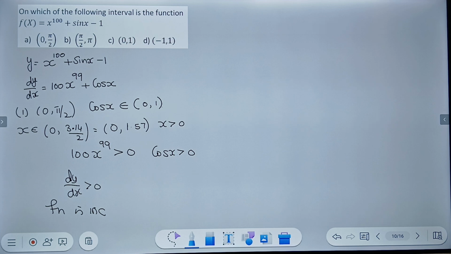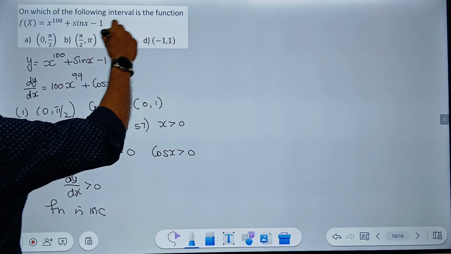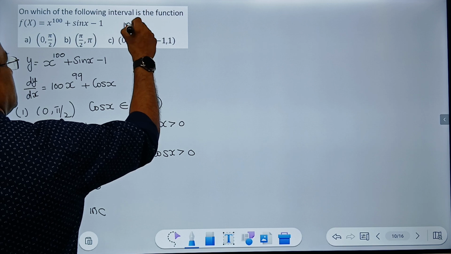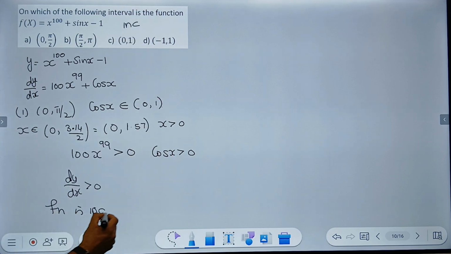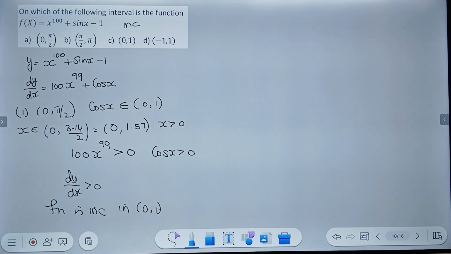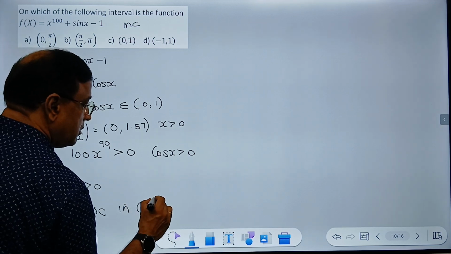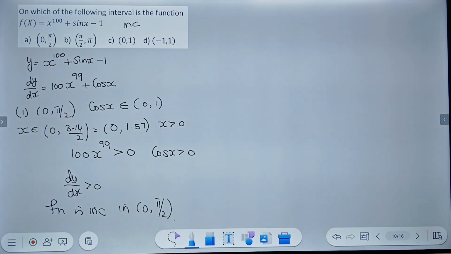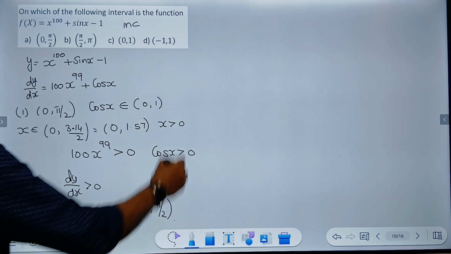The question is, in which of the following intervals is the function increasing? The function is increasing in 0 comma pi by 2. Very simple. The first part is over.